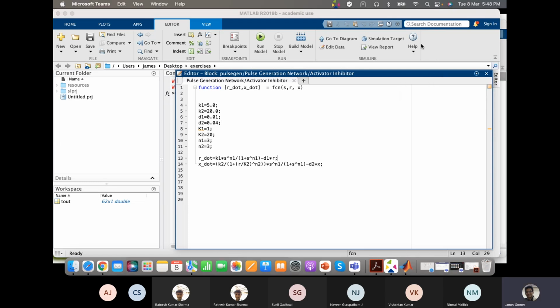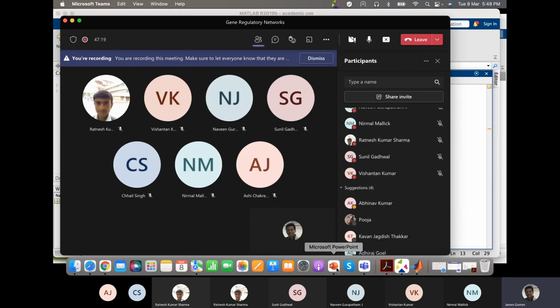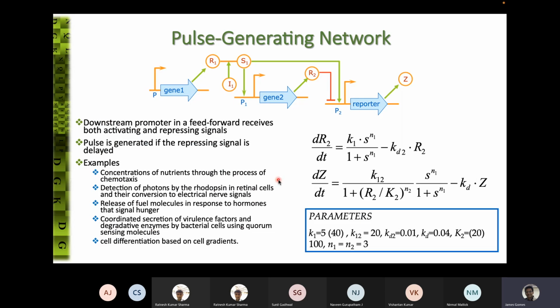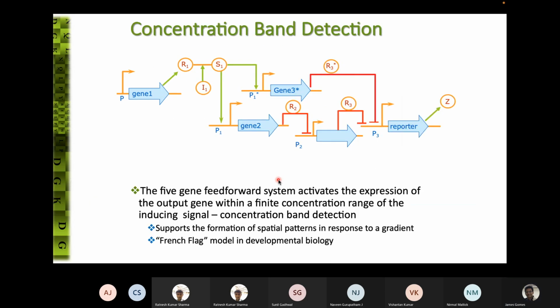All right. So anyway, let me go back here. So there are other motifs, which are cascades, links like this. So there is a concentration band detection which happens also. So now this one requires to detect something like that. It requires to have cascades in two different arms here.